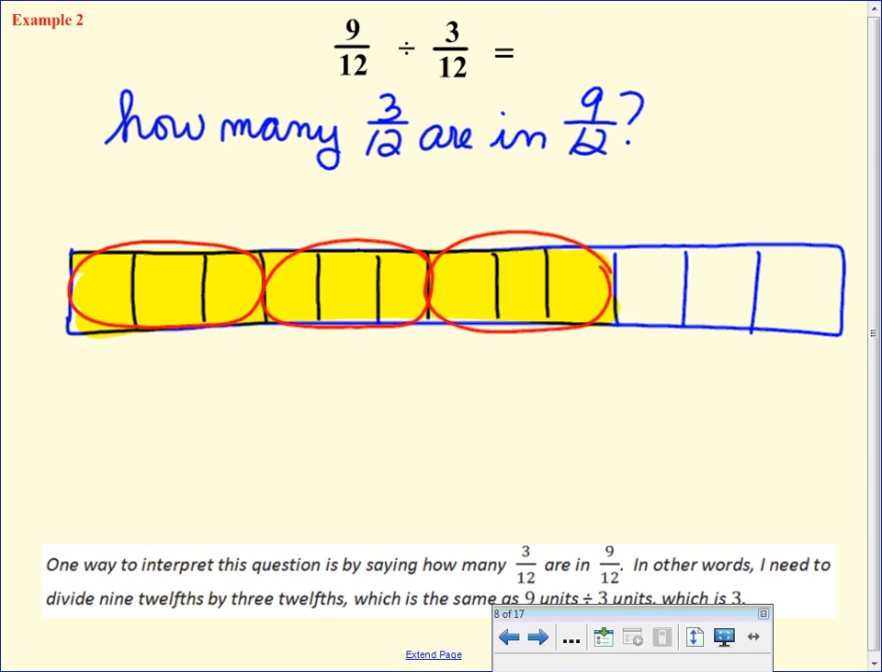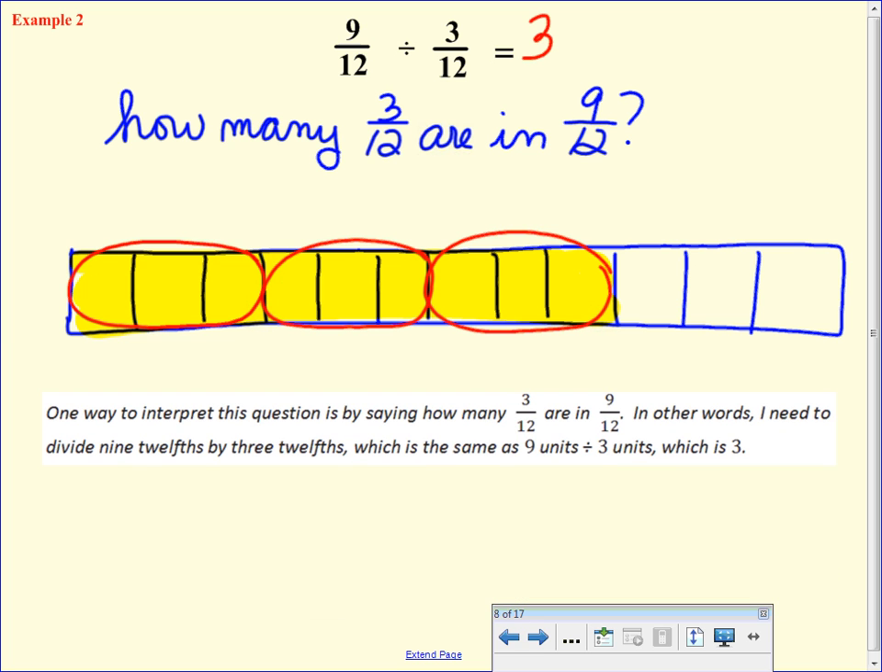So, what do we get? 3, just like we had thought. So I was able to take my 9 units, divide them by 3 units, and get 3 groups. So you're only able to circle the ones that are shaded in? Of the ones that are shaded in, because we're only looking at 9/12. Okay, so the shaded in represents my 9/12, because that's what we were given.